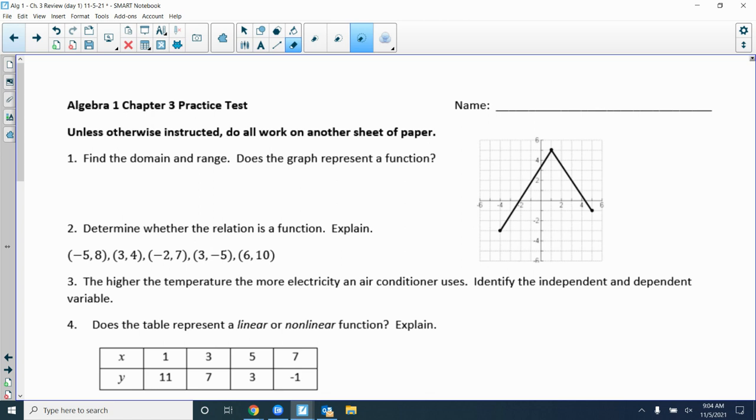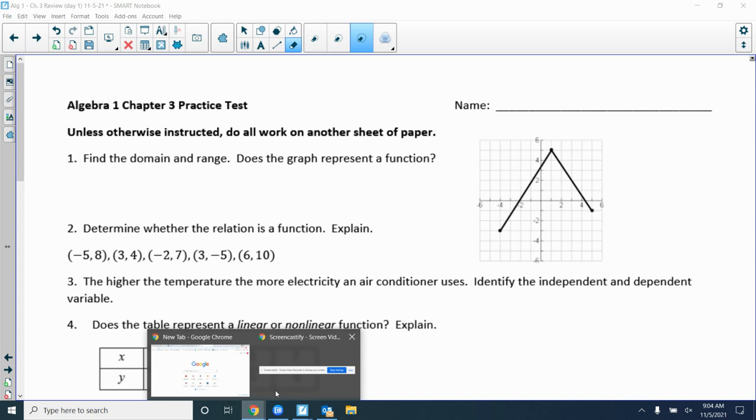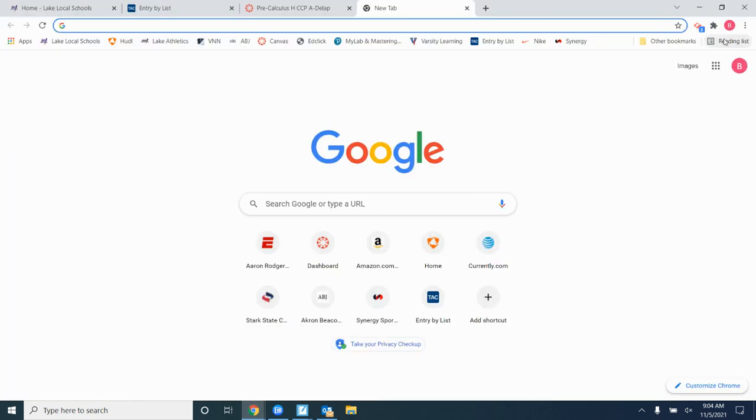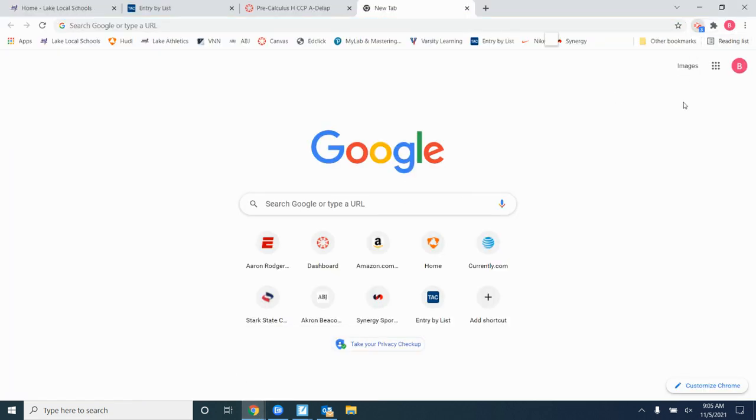Alright, what's your domain? Domain is the X values, right? So you're using this graph. Don't simplify it. Leave it like that. We told you, leave it as a fraction. So take a look at your X values. That's right. And this isn't simplifying.